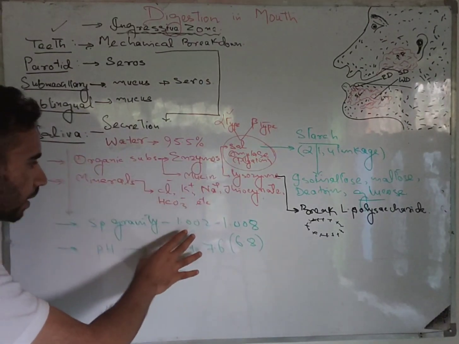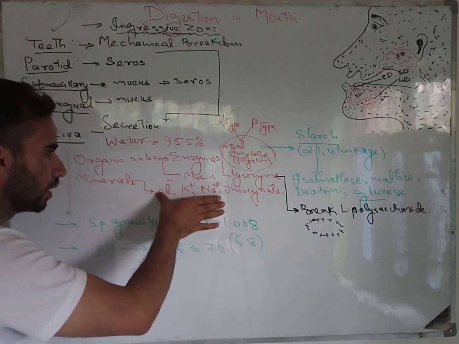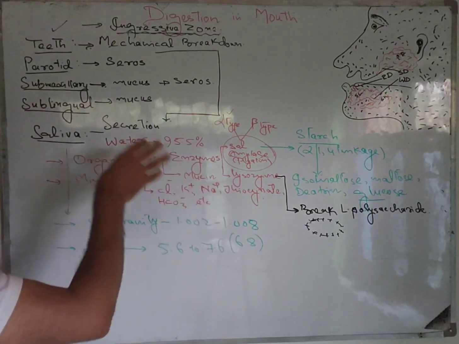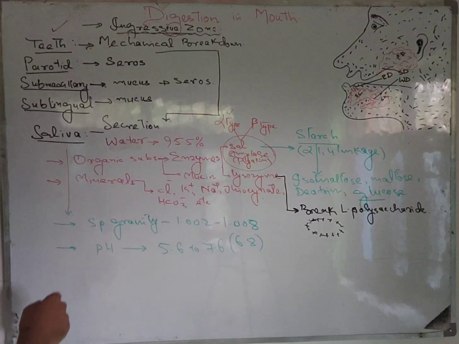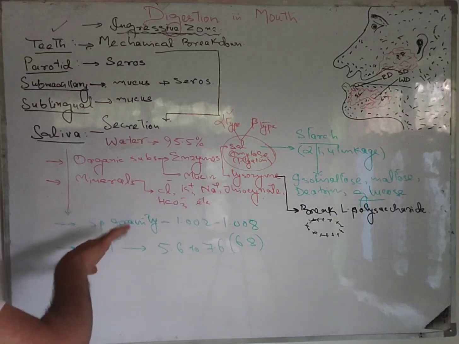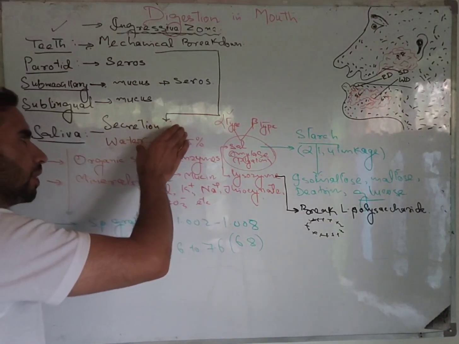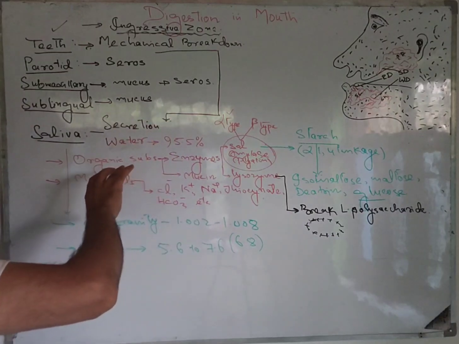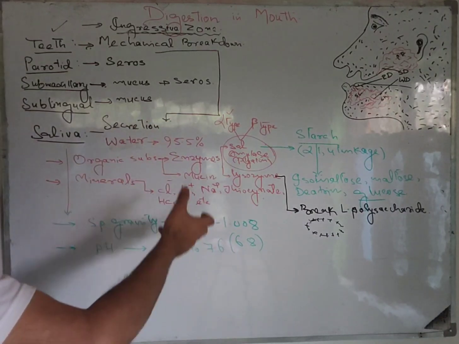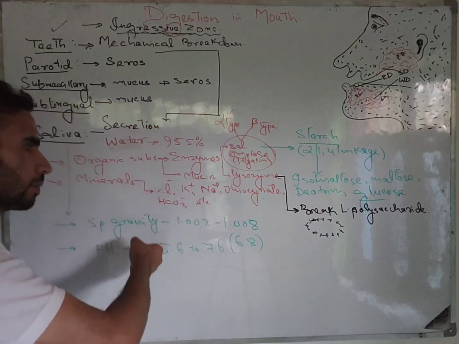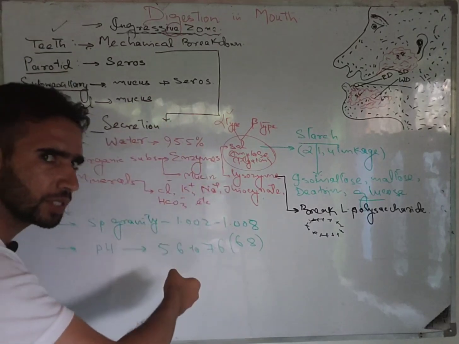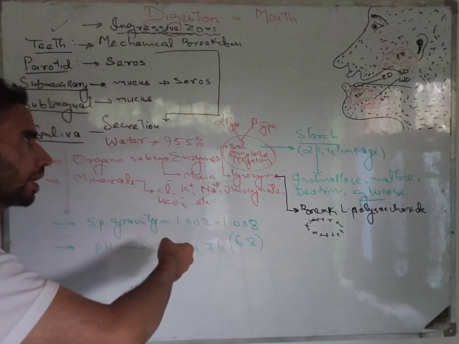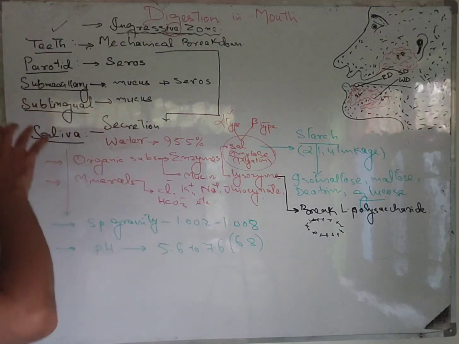In order to maintain that pH, there is the presence of all these ionic substances or ionic minerals, and it is because of the prevalence of water, which has a good role for the maintenance of the pH, the specific gravity, and the physical and chemical characters of our saliva.